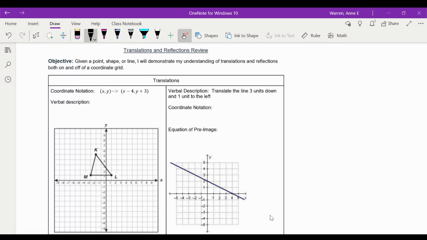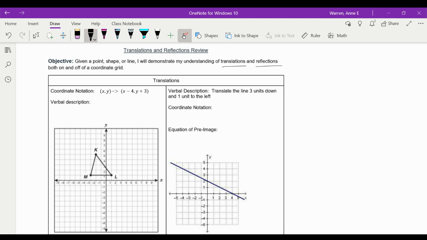And in this video, I'm basically just going to walk you guys through some examples of translations and reflections for a review now that we've pretty much finished those topics in class. So the objective we're going over is that given a point, shape, or line, I will demonstrate my understanding of translations and reflections both on and off a coordinate grid. So once again, we are going over both translations and reflections. This is an objective you may have already met. We have, again, had a class and videos for each of these topics individually, but we're just sort of going over this review to make sure that you have indeed mastered this objective.